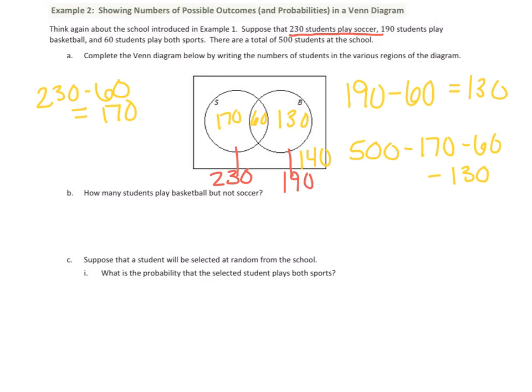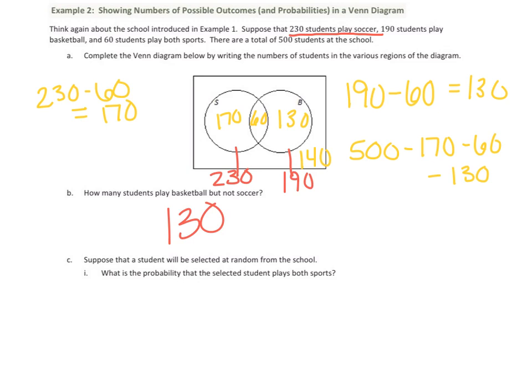So how many students play basketball but not soccer? How many students are in the B circle but not included in the S part? Hopefully you're saying 130. How did I get that? Well, the B circle was the 190. I had to take out the 60, so I'm left with 130.